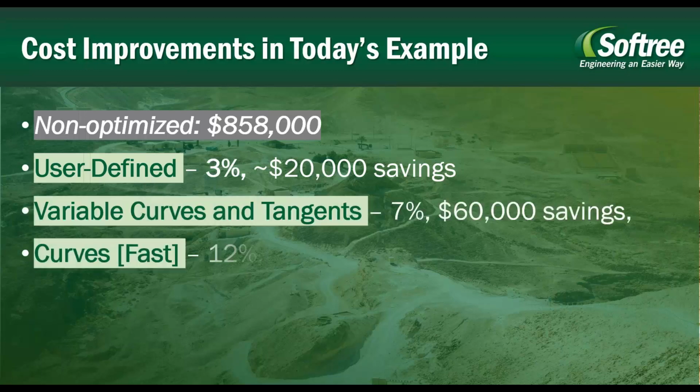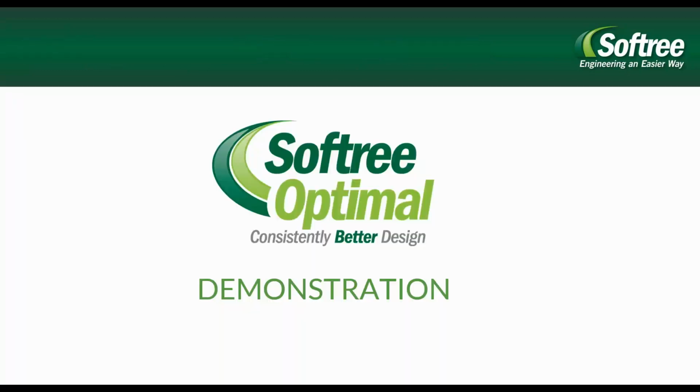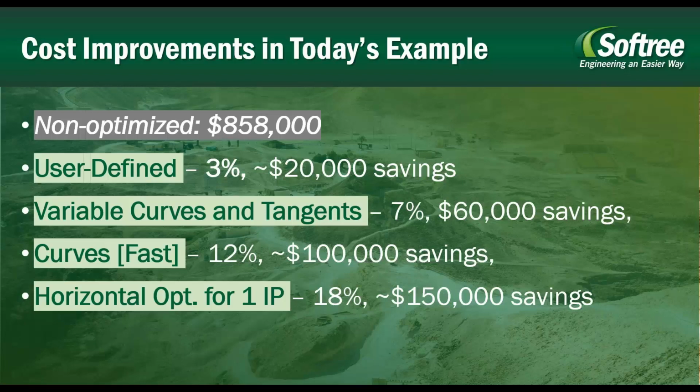The other options, I'm just going to quickly fire them up here on the screen. Yeah, they produce very different savings. So when we start to let the software define where the curves are and the tangents of variable lengths, we're looking at 7%, which is 60,000. Curves fast, that's our super bumpy road option: 12% savings from our 858, so that's about 100 grand.